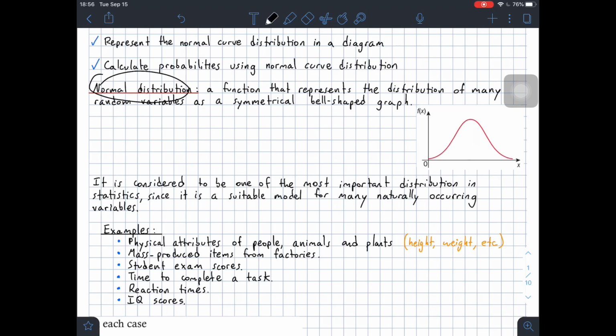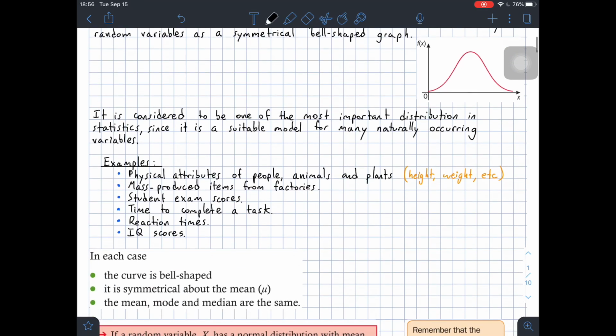So, what is a normal distribution? It says it's a function that represents the distribution of many random variables as a symmetrical bell-shaped graph. So this is how a normal distribution looks like. You see that most of the values are bunched or are grouped into the center, right? While we have few information in the extreme values.